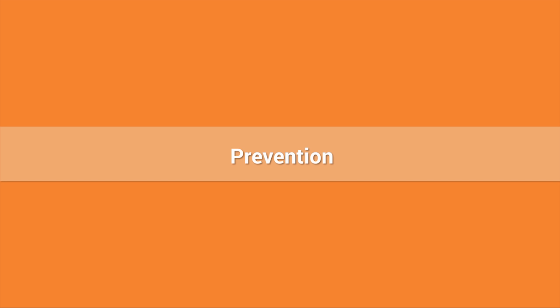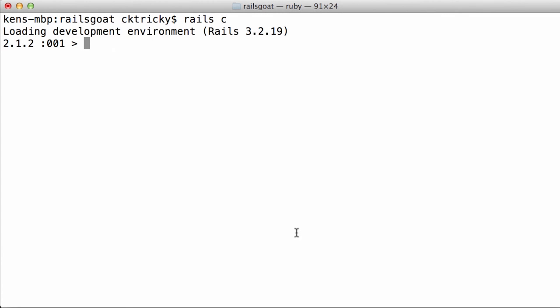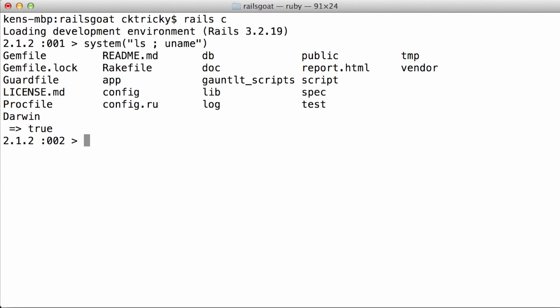Remember, even if using a safer version of a system command method, whitelist user input or remove the functionality altogether if it isn't absolutely necessary. From the Rails console, we'll execute a system command. We'll perform an ls command, append a semicolon so that a new command can be formed, and use the command uname. Once executed, you can see both a directory listing as well as the Unix name of our system, Darwin.